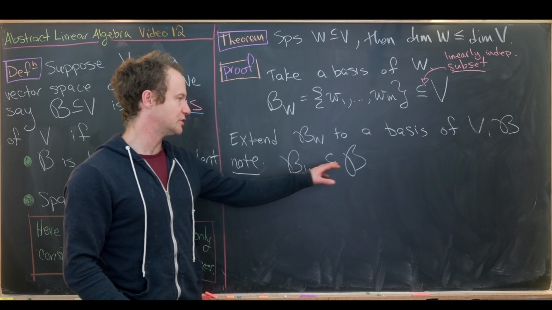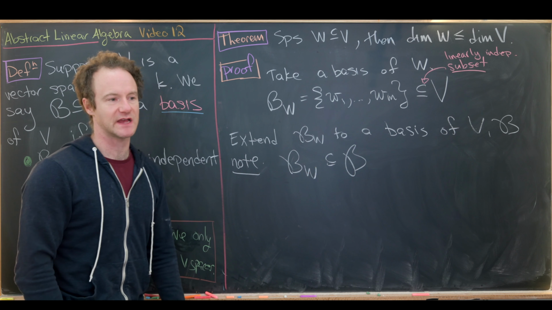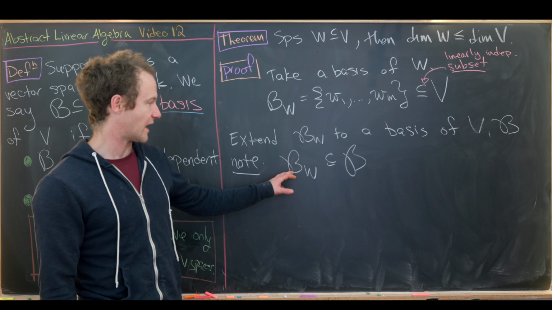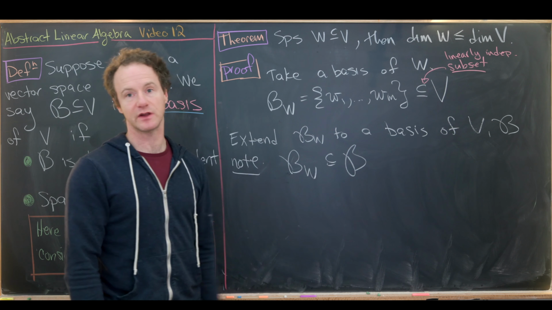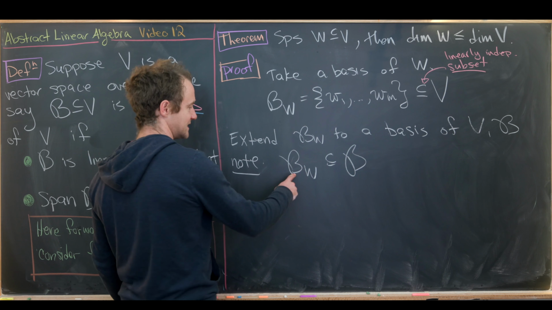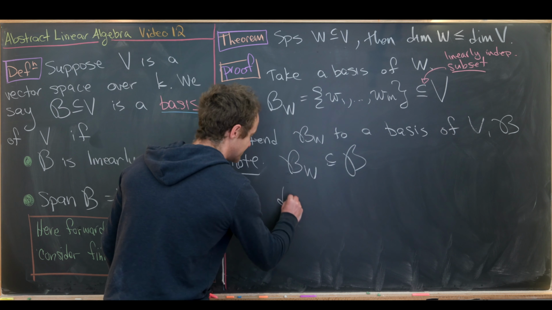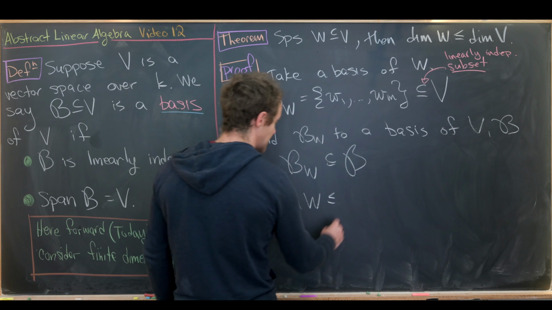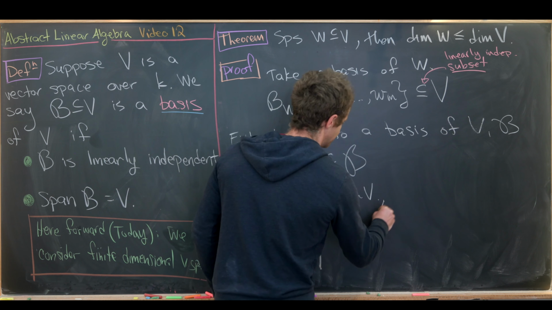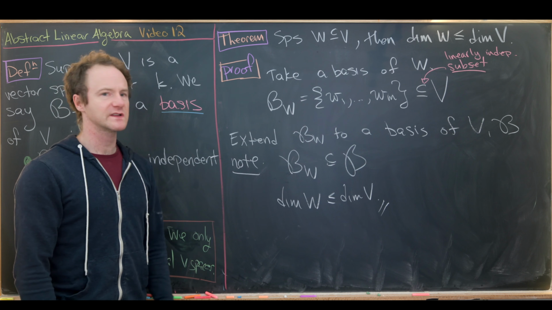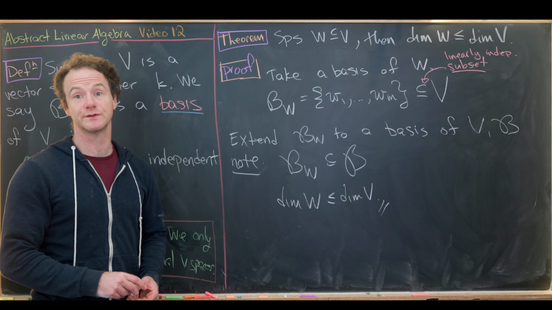Okay, so if you've got two finite sets, one a subset of the other, then the cardinality, or the number of elements in this set, will be less than or equal to the number of elements in this set. But the number of elements in B_W is the dimension of W, and the number of elements in B is the dimension of V. And that's all there is to this theorem. Okay, so let's look at a couple more results and then we'll do some examples.